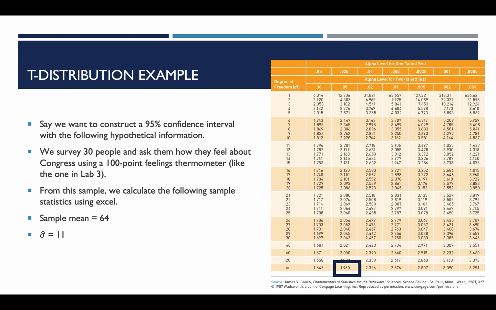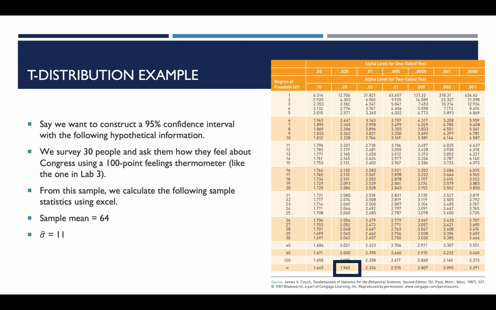So let's go to the table. Again, this is listed in the appendix of your textbook, but you can also easily find t-tables just by doing a quick Google search. They all look like this, more or less. Let's say that we want to construct a 95% confidence interval given the following hypothetical information. Let's say that we survey 30 people and ask them how they feel about Congress, using a similar 100-point feelings thermometer, just like you were working with in Lab Assignment 3. And from this sample of 30 people, we calculate the following sample statistics.